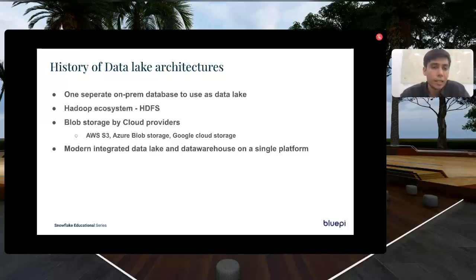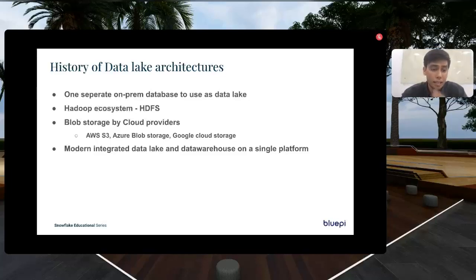So these are AWS S3, Azure Blob Storage, or Google Cloud Storage. What they offer is, first, it is in cloud, and it is completely scalable. And one more advantage that this type of data lake architecture has is distributed compute and storage.